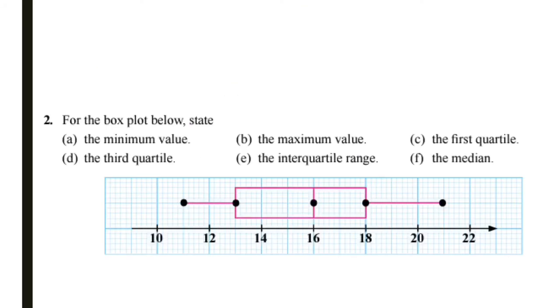Okay, my dear students, this is today's homework. For each of the following sets of data, construct a box plot. Okay, you need to do A and B. Use graph paper, draw the box plot, okay, and then after you draw the box plot, question number 2, the question gives you the box plot. So from the box plot, you need to determine the minimum value, the maximum value, the first quartile, the third quartile, the interquartile range, and the median.